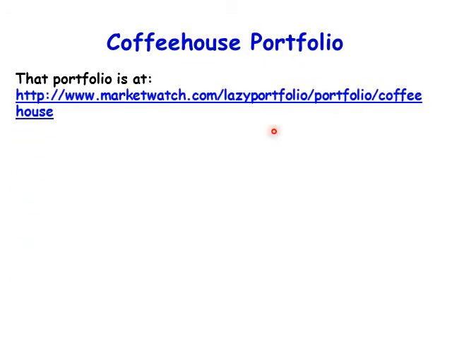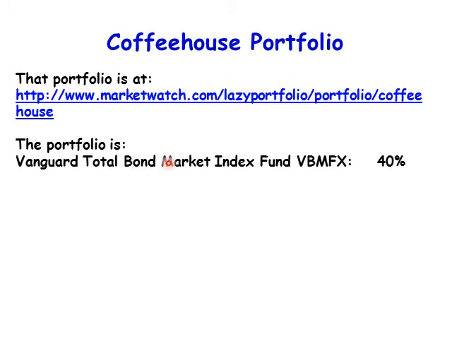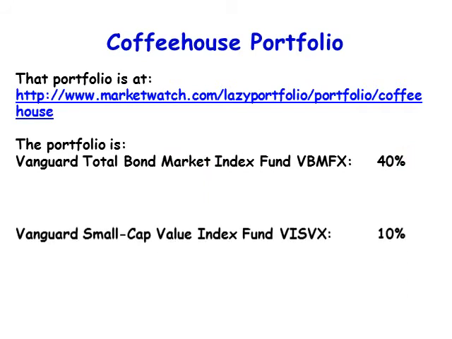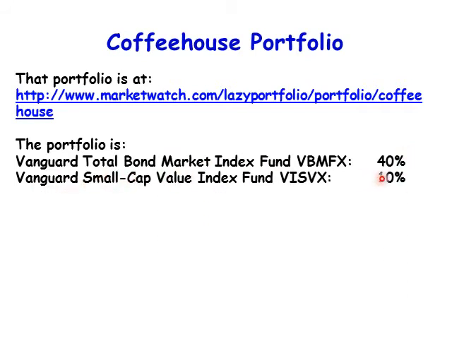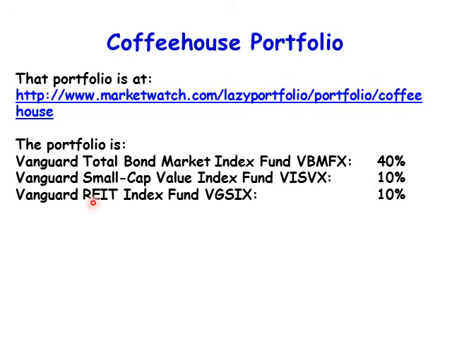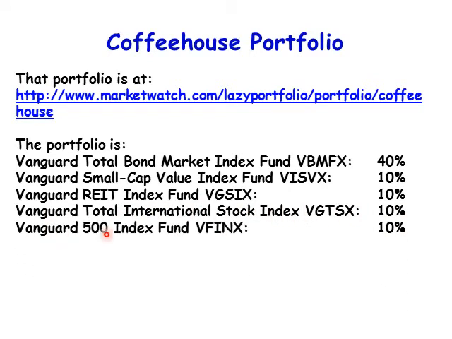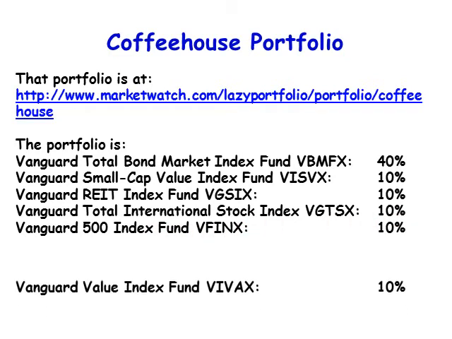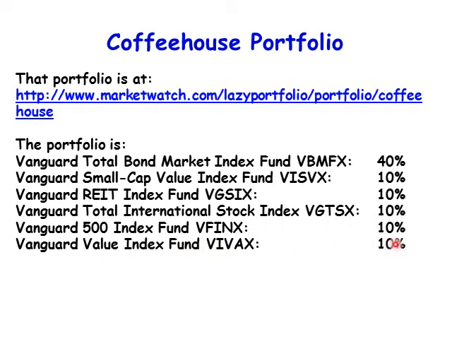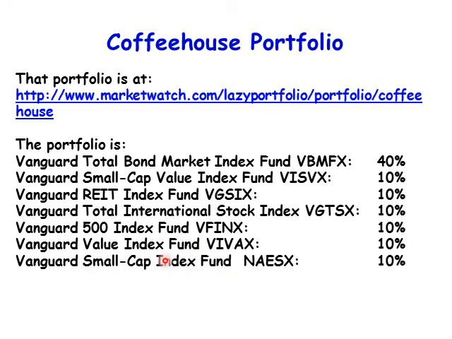The Coffee House portfolio is at this location here. This portfolio consists of Vanguard Total Bond Market Fund 40%, Vanguard Small Cap Value Index Fund 10%, Vanguard Real Estate Investment Trust Index Fund 10%, Vanguard Total International Stock Index 10%, Vanguard 500 Index Fund 10%, and Vanguard Value Index Fund 10%. Vanguard Small Cap Index is NAESX. This is the only one that does not start with V here.